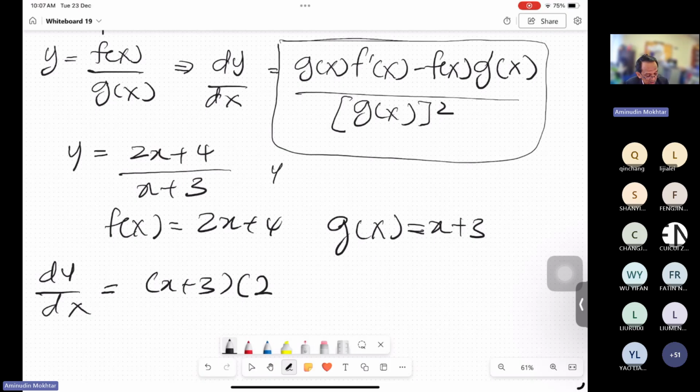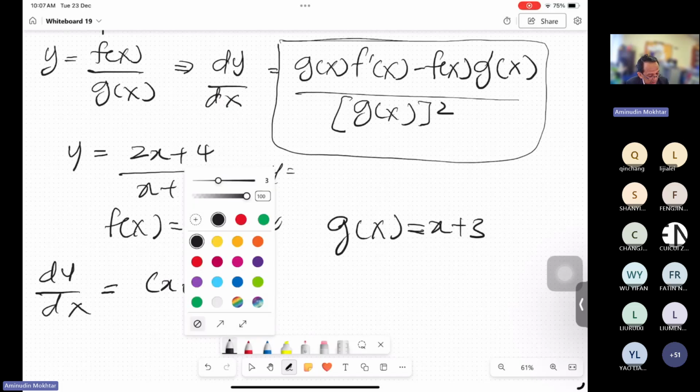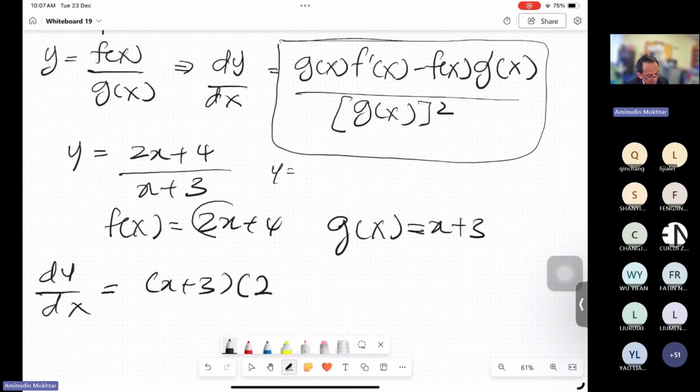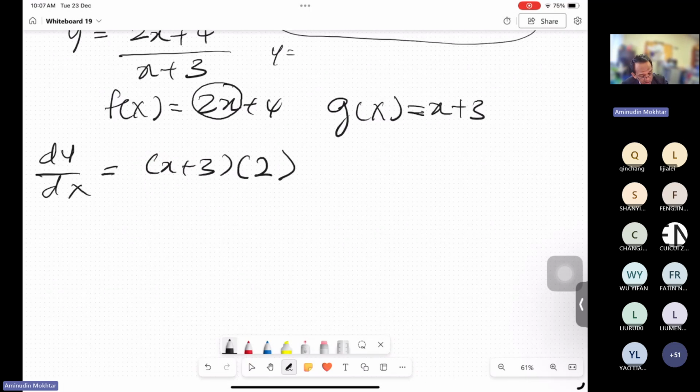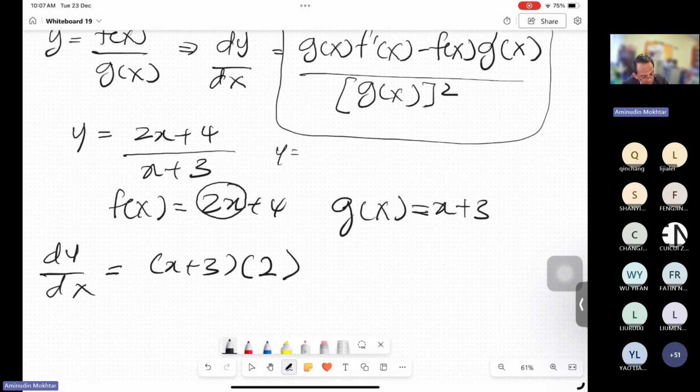The derivative of 2x is 2, plus 4, and the first derivative of 4 is 0. So 2 plus 0 is equal to 2. Again, to remind you, if y equals 2x, the first derivative of 2x is equal to 2, because the derivative of x is 1. Okay, that's the first part.